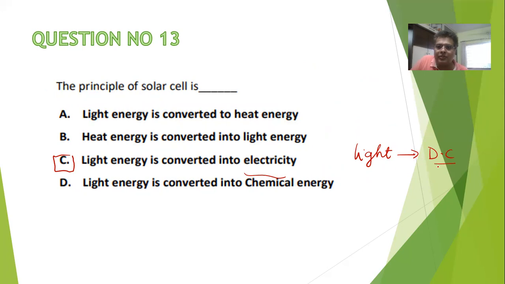Okay. That is very important because sometimes they might ask you, light energy, is it converted into alternating current? No. Light energy here is converted into direct current. That is one thing that you have to understand. Extra information I'm giving you. But to answer this one, you don't require that extra information. Light energy is converted into electricity by the principle of solar cell.